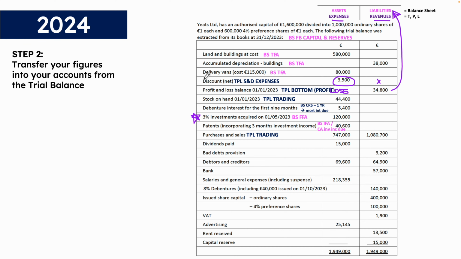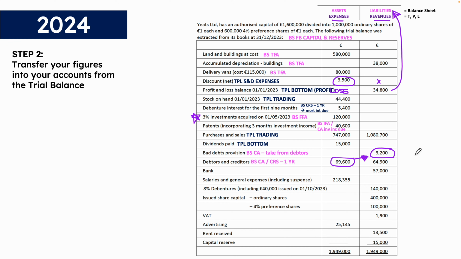Purchase and sales will go in the trading account. Dividends paid will go at the bottom of the TPL. Bad debts provision will be taken away from the debtors. So this bad debts provision is, we think that of the debtors that we have here, okay, so those debtors are going to go into balance sheet current assets, but we think that we might not get 3,200 of that. So every business is just being prudent, that means being wise, by thinking some of their debtors might not pay them, maybe they'll go bankrupt, whatever it might be, but it's only a provision. Okay, it has not actually happened.